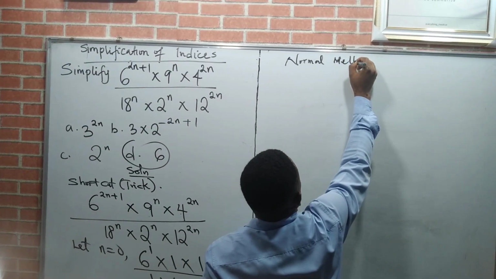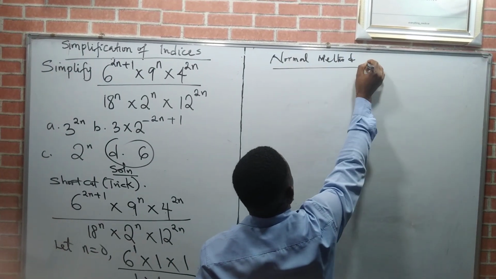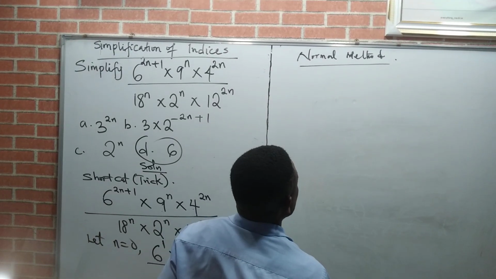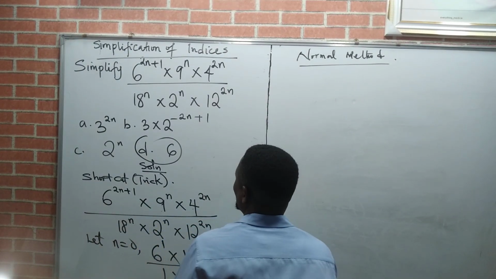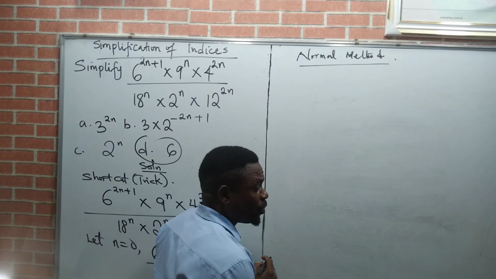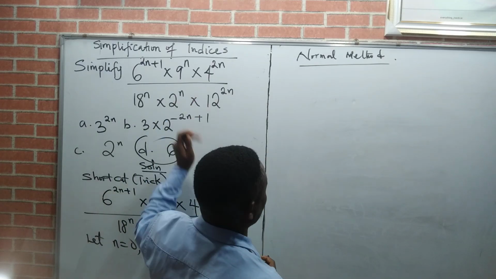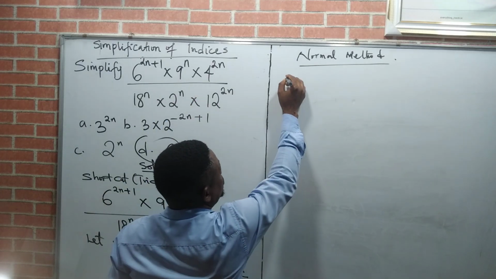The normal method for those who are writing theorems. Now what we should be understanding here, or what we should know here, is that we must reduce the bases one after the other. Let me bring the question again.